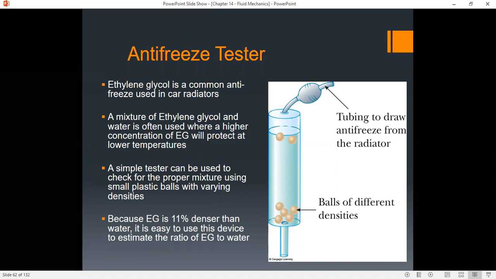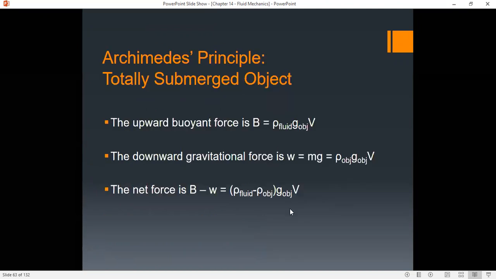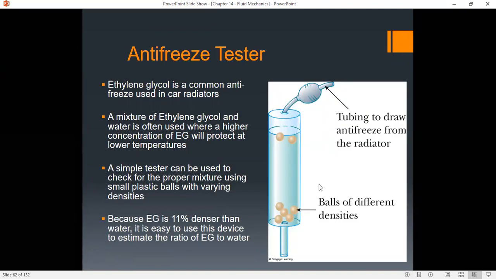So sometimes you'll see these green antifreeze mixtures. But ethylene glycol and water is often used to keep your radiator in the car from freezing. And basically, because ethylene glycol is 11% denser than water, we can use these balls, which are calibrated for different densities. Oops, switch things. And the more balls that float, the denser the fluid.